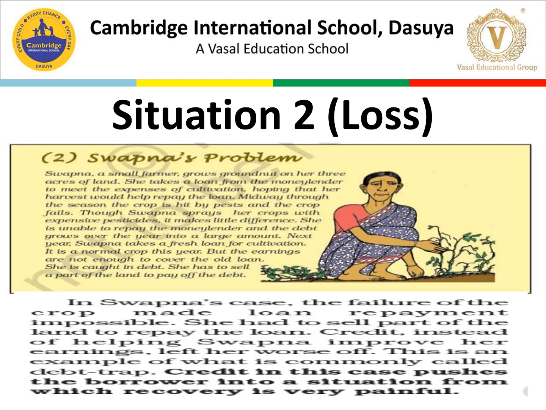उसको कर्जे के जाल में फंसा दिया गया। She has to sell a part of the land to pay off the debt. So in Swapna's case, the failure of the crop made loan repayment impossible. So she had to sell part of the land. So in this, the situation which she was living in before taking the loan got even worse than before. So this is the situation of loss. Now let's move on to the next slide.